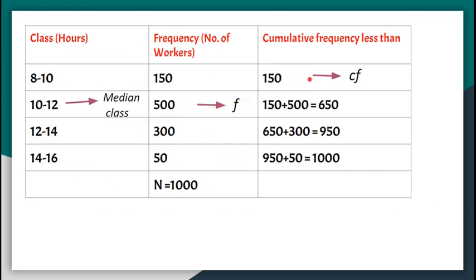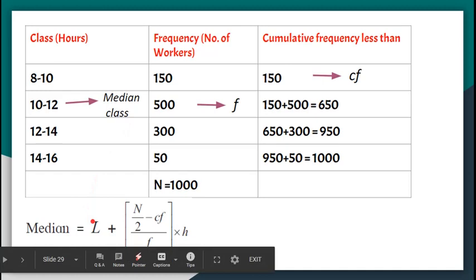तो हमने CF, F और median class identify कर लिया था and we have to use this formula in our question. इसके लिए हमें क्या क्या चाहिए? सबसे पहली चीज़ है L. What is L? L is the lower limit of the median class. आपका median class क्या है? 10 to 12. उसका lower limit क्या है? 10. So L becomes 10.